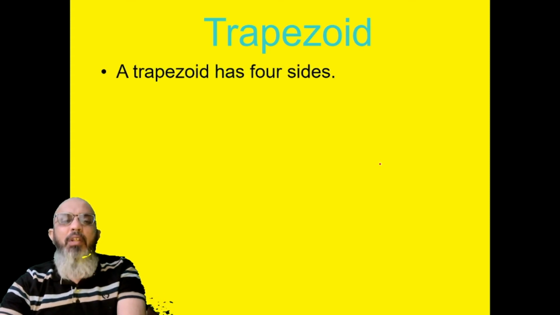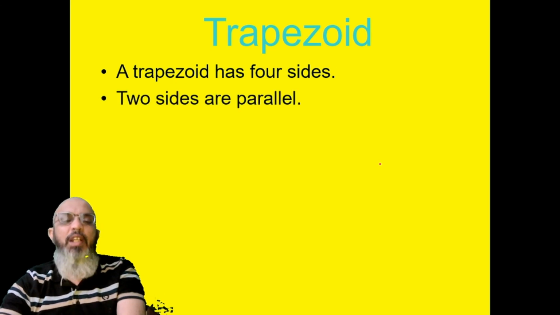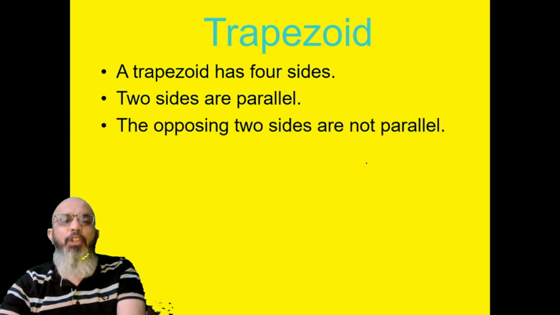So now come to the trapezoid. What is a trapezoid? That is called a trapezium. A trapezium has four sides. Now what is the difference? Two sides are parallel. In a rectangle and in a square we have two pairs of sides parallel, opposite sides are parallel, but in a trapezoid we have two sides parallel but two sides not parallel.